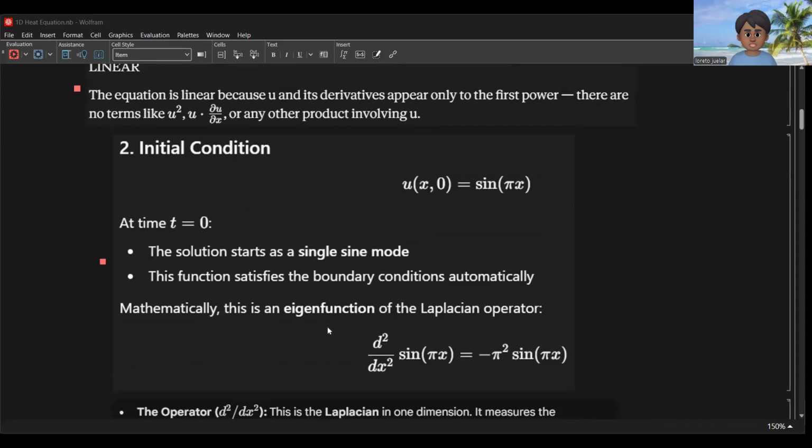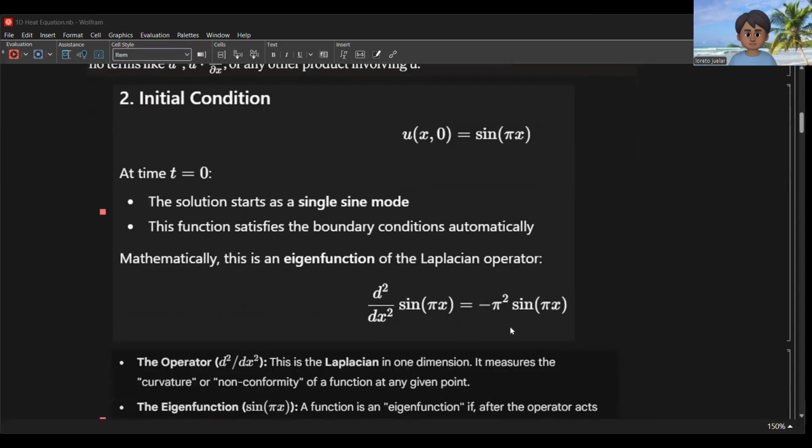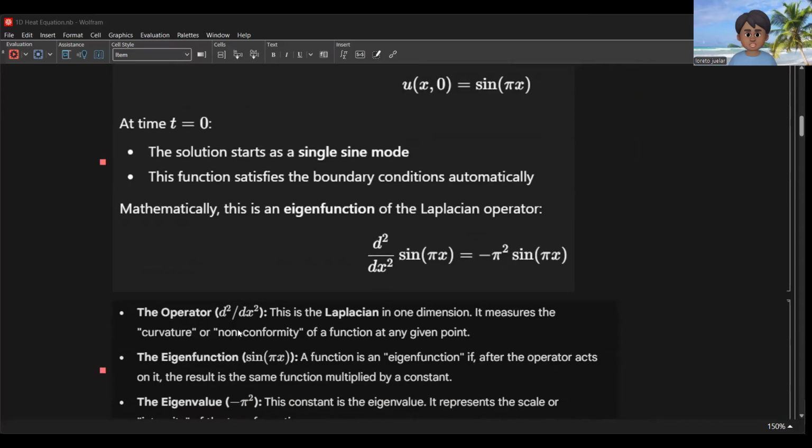So mathematically, this is an eigenfunction of the Laplacian operator. So we have here the operator, the second derivative with respect to x, which is the Laplacian in one dimension. It measures the curvature or nonconformity of a function at any given point.